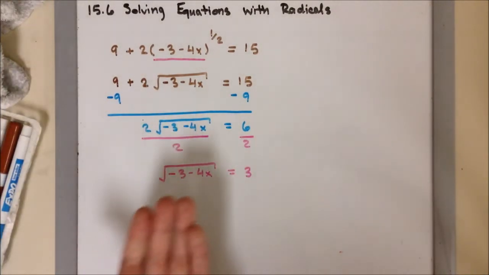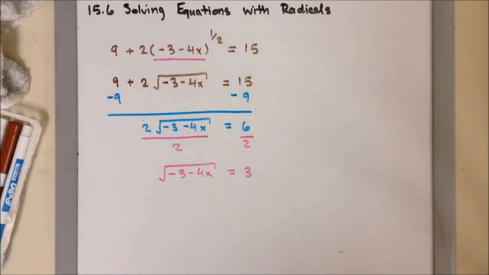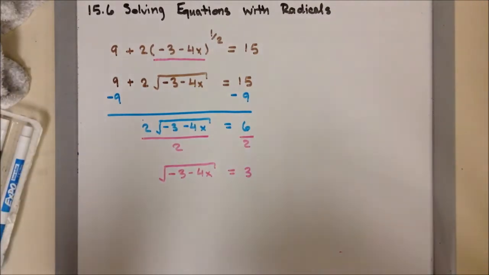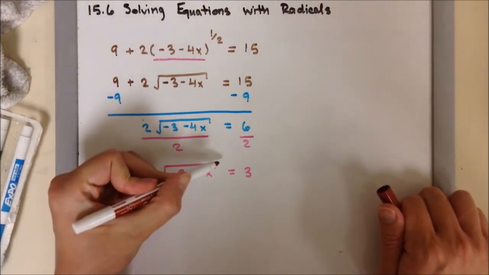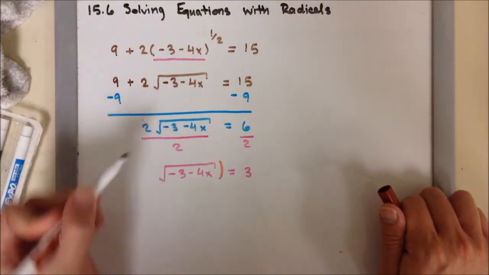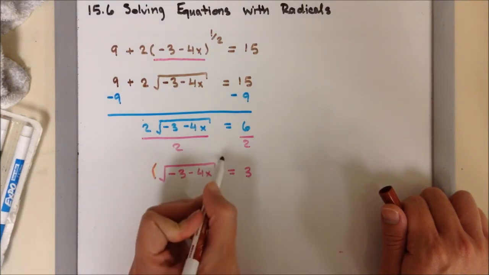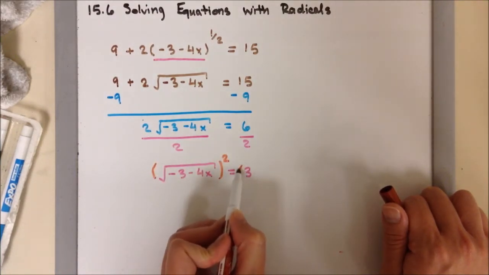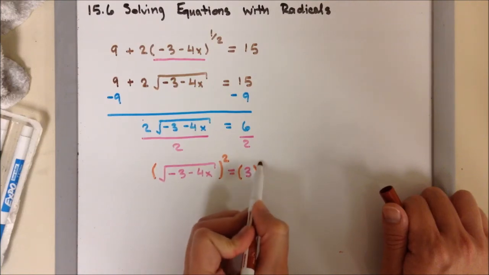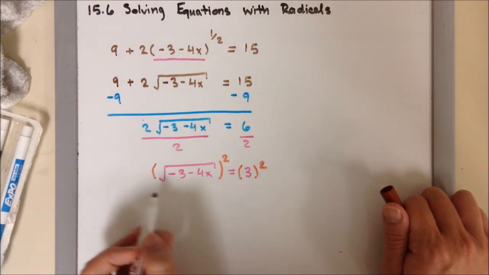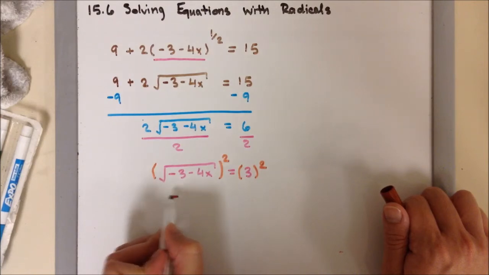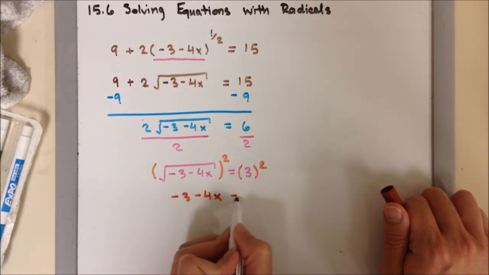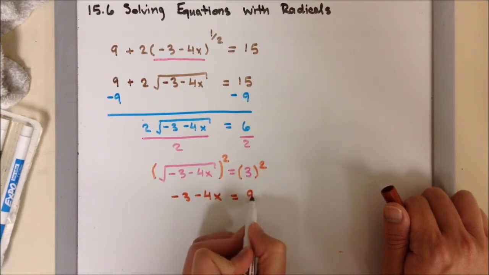Now once I have the square root by itself on the left side, I'm going to raise it to the second power. Again, the opposite of square root is squaring it or raising it to the second power. Since I raised the left side to the second power, I'm going to raise the right side to the second power. So what I'm going to have on the left side is negative 3 minus 4x equal 3 to the second power is 9.